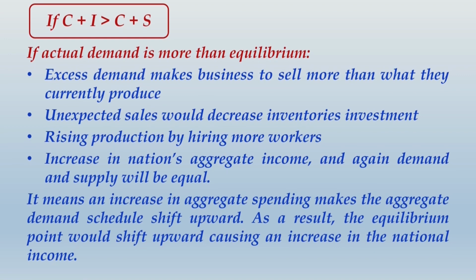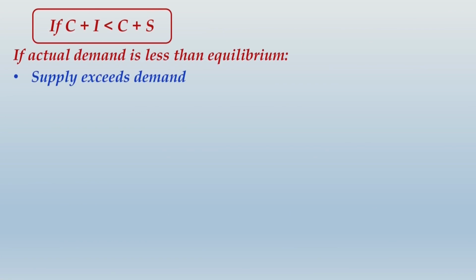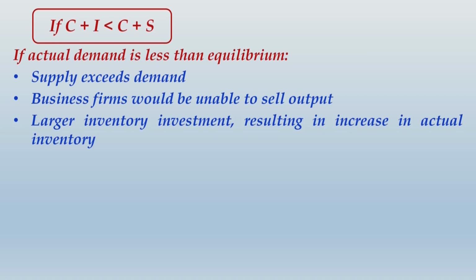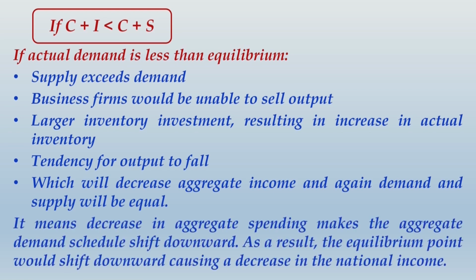Alright friends, as I told you, the understanding of this particular matter is yet to be done, but let us first write the other side, that is the opposite situation where C plus I is less than C plus S. Here we will say if actual demand is less than equilibrium, supply exceeds demand. Business firms would be unable to sell the output because the demand is less. Larger inventory investment results in an increase in actual inventory and a tendency for output to fall, which will decrease the aggregate income, and again demand and supply will be equal. It means a decrease in aggregate spending makes the aggregate demand schedule shift downward. As a result, the equilibrium point would shift downward, causing a decrease in national income.